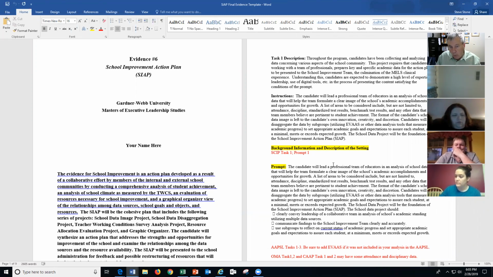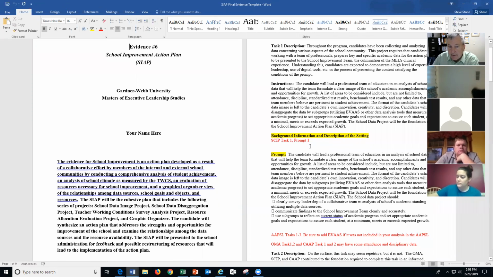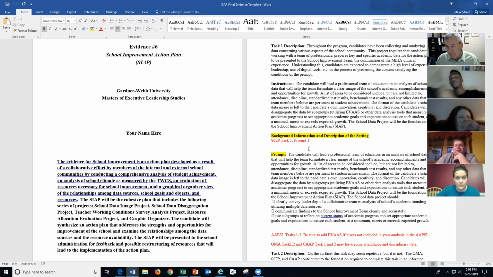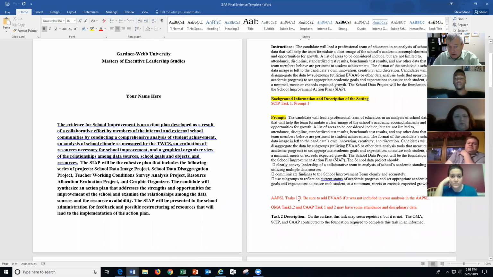So if you'll look for prompt 1, which most of you, I believe, have done or are well on your way toward doing, which is background information and description of the setting, go back to your script, which you completed in 604, prompt 1. That has a lot of information that you'll be able to simply cut and paste into task 1 for your PSYOP. So you're not reinventing the wheel for everything, but this will give you an idea of where to look for information. You can also look at the APSAIL, which was in 601, the EBOS material, the OEMA in 603, and the CAP in 604.